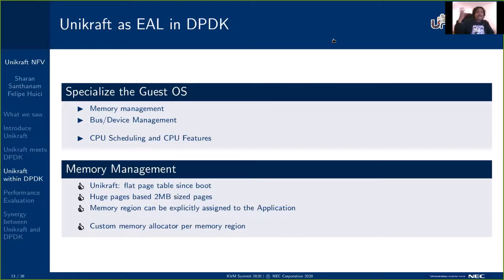From an application perspective, an application can specify or reserve a memory range from the Unikraft unikernel. You can reserve this memory region and use it for your memory buffers. It is also possible to implement multiple allocators to understand which allocator is best suited for your specific application.